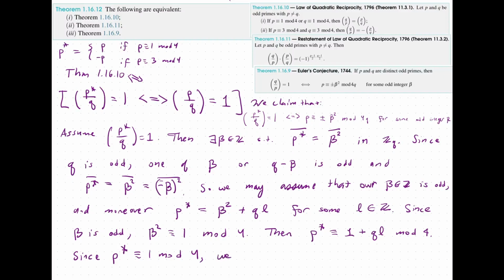So we conclude that Q times L must be congruent to 0 mod 4. So that's the only way that we're going to get back that P star is congruent to 1 mod 4. And so then we have this here. So QL is congruent to 0 mod 4.